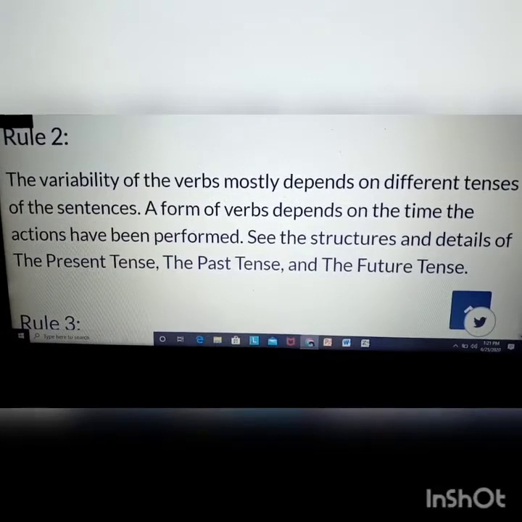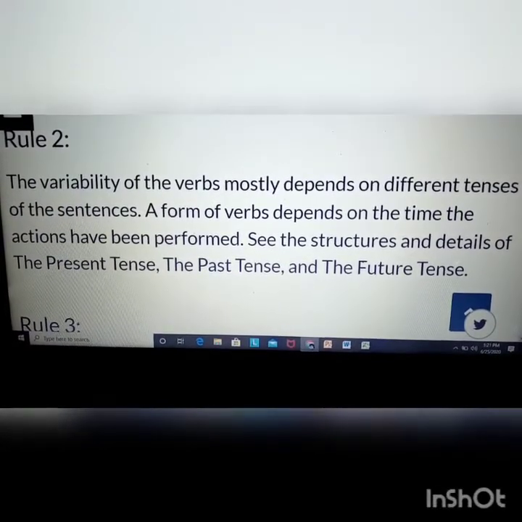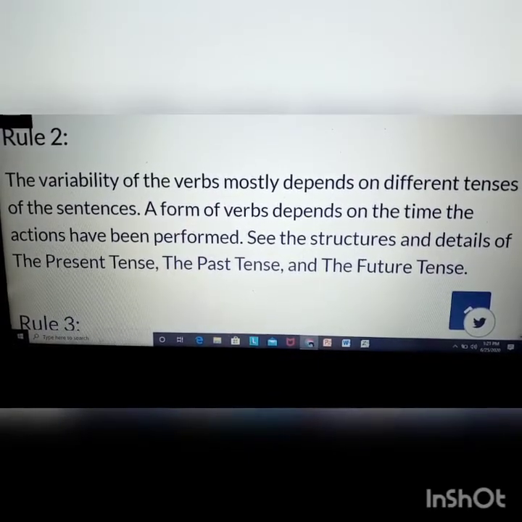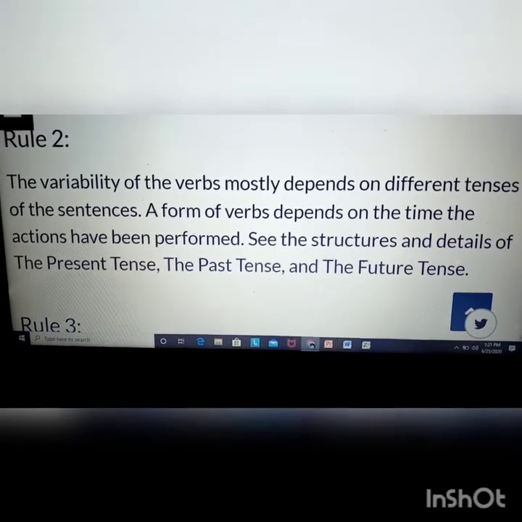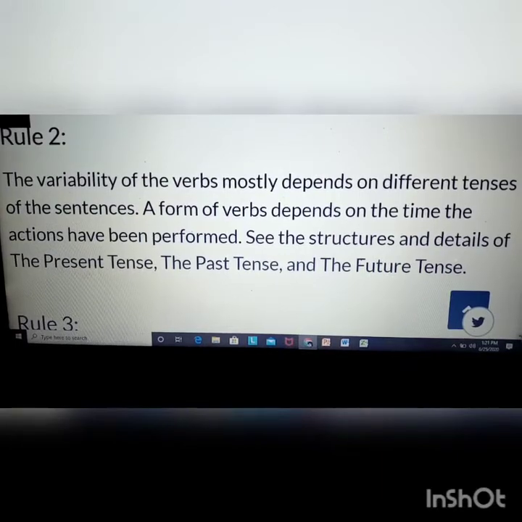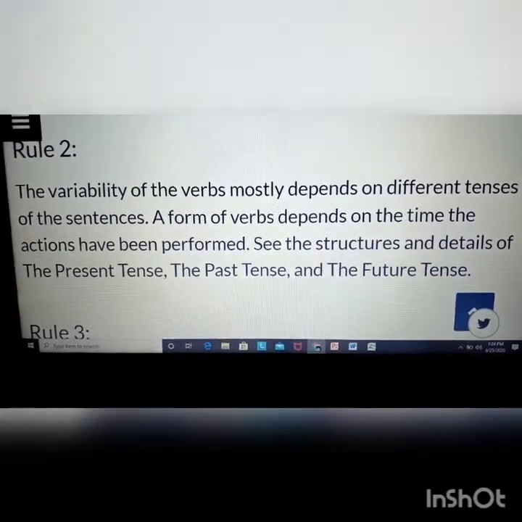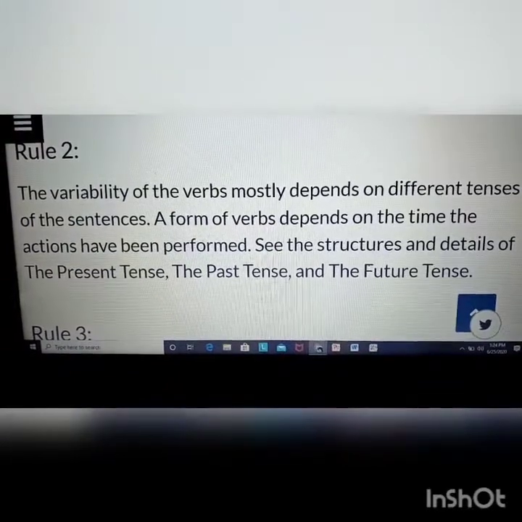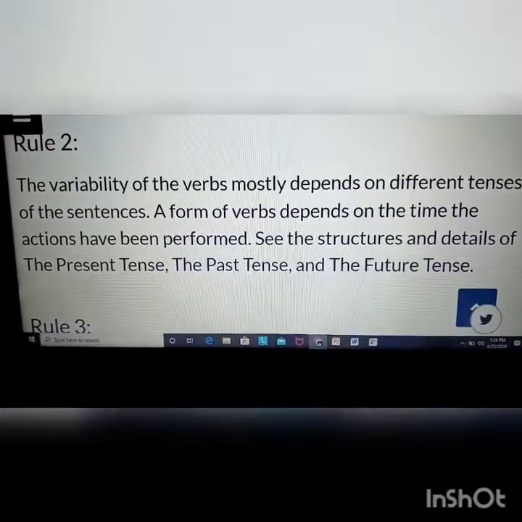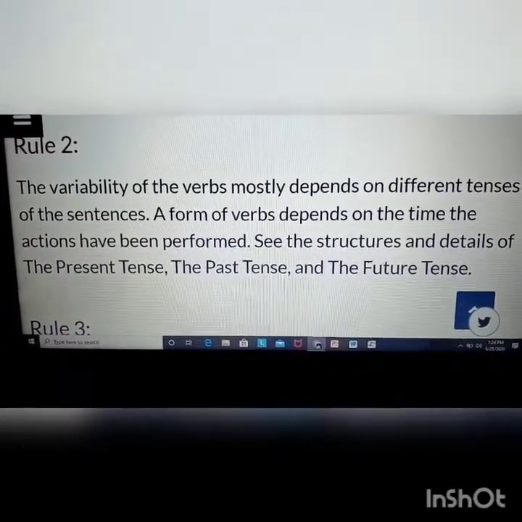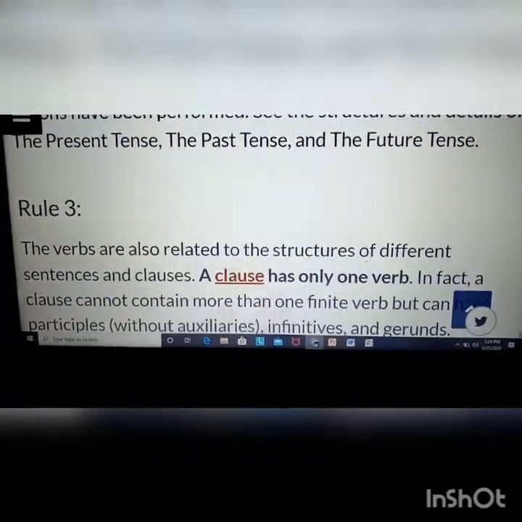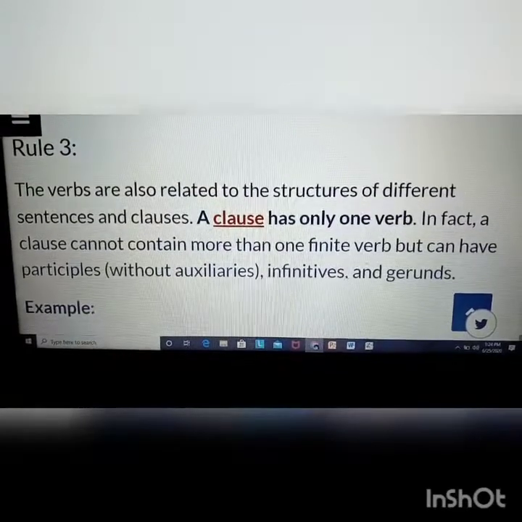Rule number 2. The variability of the verbs mostly depends on the different tenses of the sentence. That means if the verb is in present tense, the verb will be in present form. If the verb is in the past tense, the verb will be in past form. The form of verbs depends on the time the action has been performed. See the structures and details of the present tense, past tense and future tense. So you have to go through the rules of present, past and future tense.